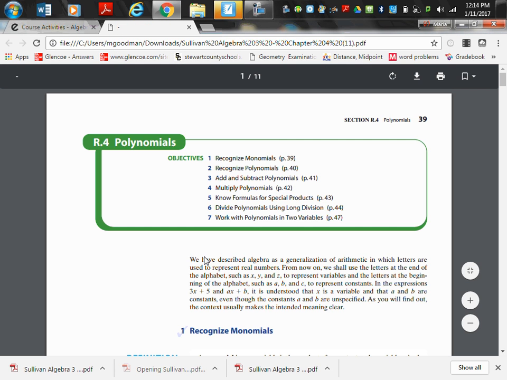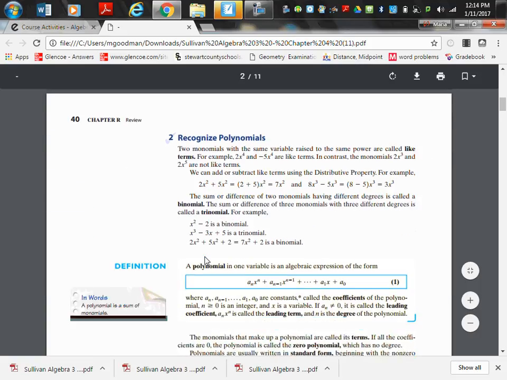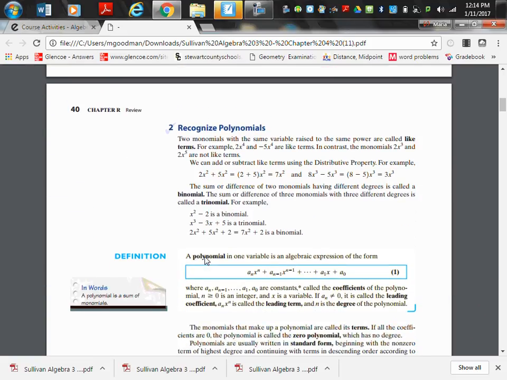All right, chapter 4. We're down to recognizing polynomials. Now, a polynomial is made up of multiple monomials. Now, if you have monomials that have the same variable raised to the same power, they're called like terms. So way back we talked about combining like terms. So if it's 2x, anything else that has an x can be combined. So first thing you have to do is combine your like terms.